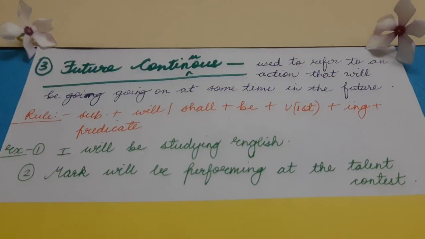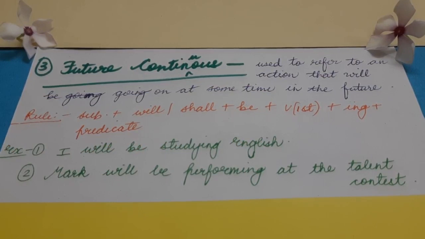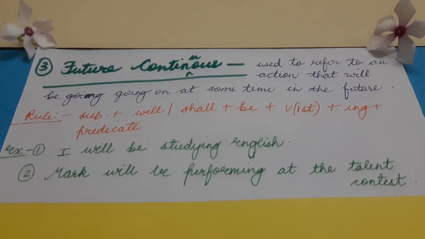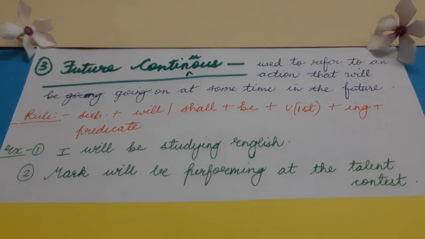Third one is future continuous. It is used to refer to an action that will be going on at some time in the future. It means that some action will be continuing till some time in the future. Let's say you started working on a project, and that work will continue to some time in the future. Rule: subject plus will or shall plus be plus verb first form plus ing plus predicate.